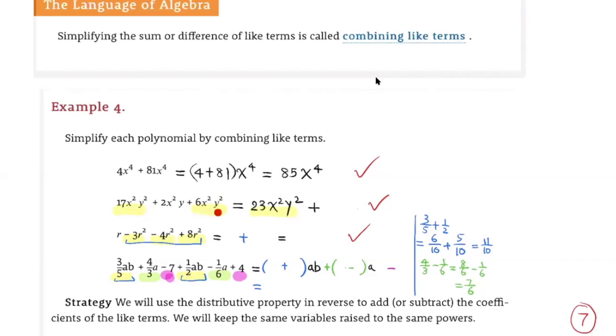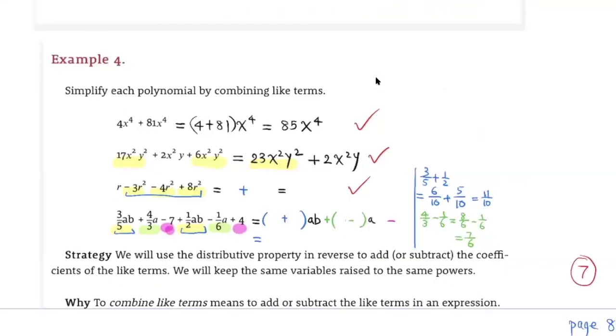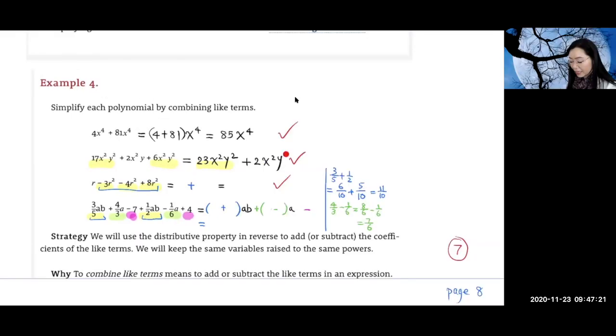Now this one here is not going to be combined with any other, so we leave it by itself. Now adding that one, they cannot combine because this is y to the second, this is y to the first. They have different exponents on that variable y. So not like terms, you leave them alone.